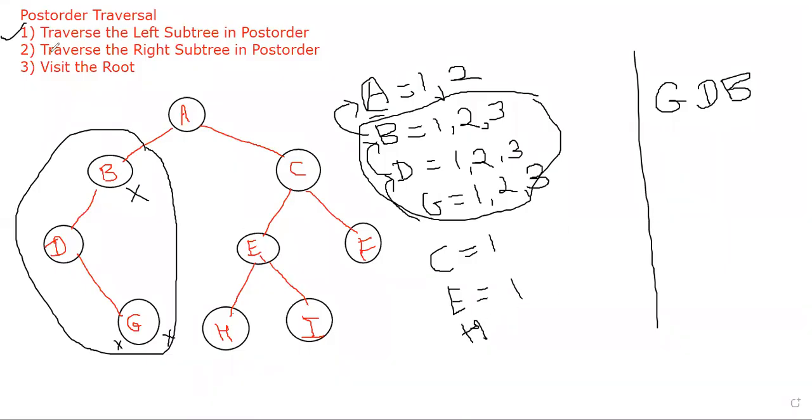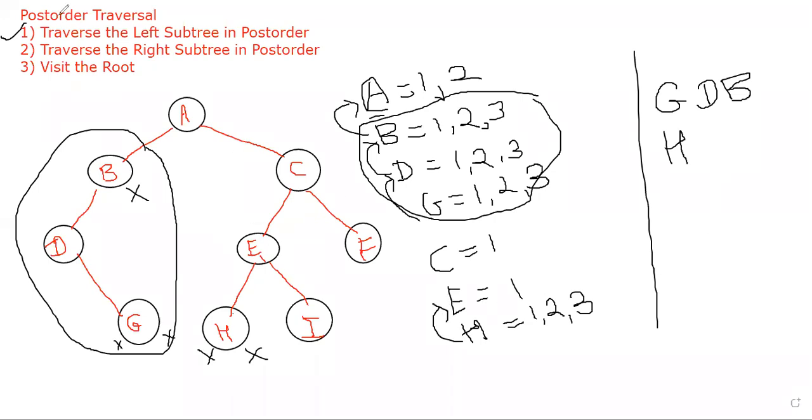Its left is H. So for H, traverse the left subtree in post order manner. Its left subtree is empty. That's why I apply step number 2. What step number 2 says is traverse the right subtree. So its right subtree is also empty, and now we are applying step number 3. And what step number 3 says is visit the root. So the H is there. Now backtrack to the E.